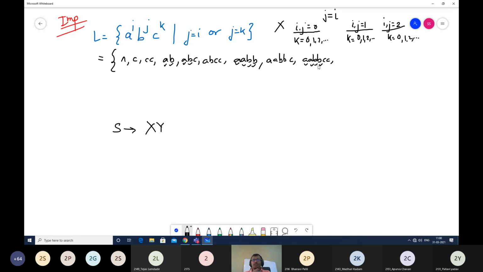This capital X is trying to represent I is equal to J. And this capital Y will try to represent the values of K. And we know that in our string, first I'll have A's and B's, and after that I'll have C.